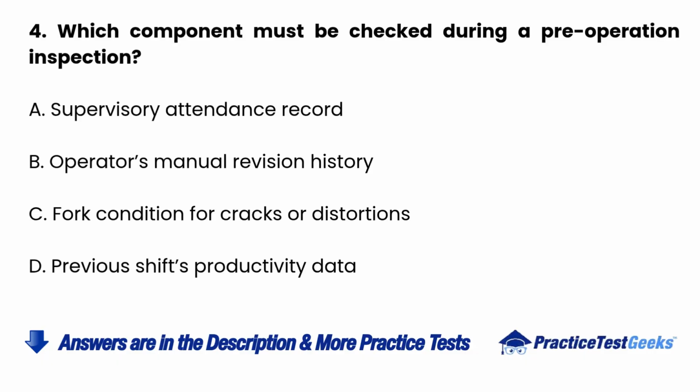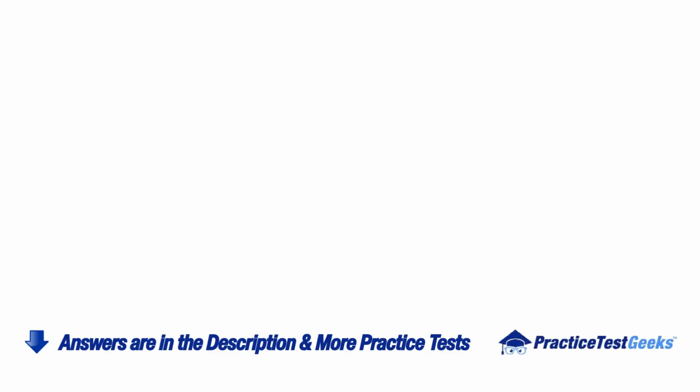4. Which component must be checked during a pre-operation inspection? A. Supervisory attendance record. B. Operator's manual revision history. C. Fork condition for cracks or distortions. D. Previous shift's productivity data.